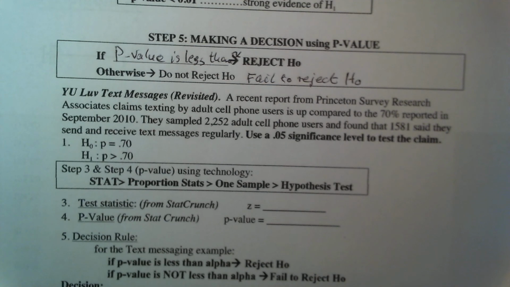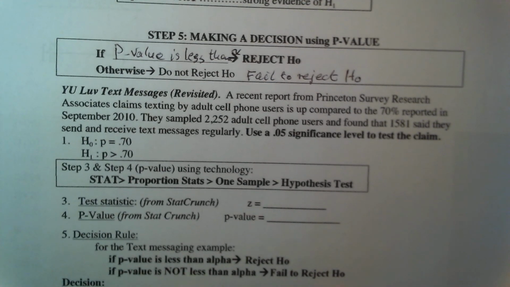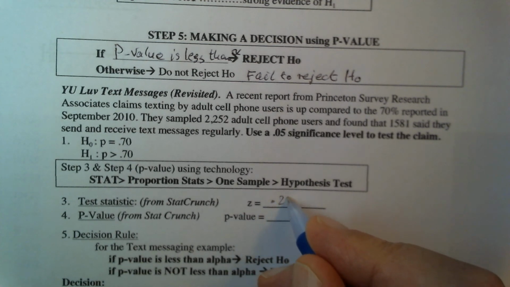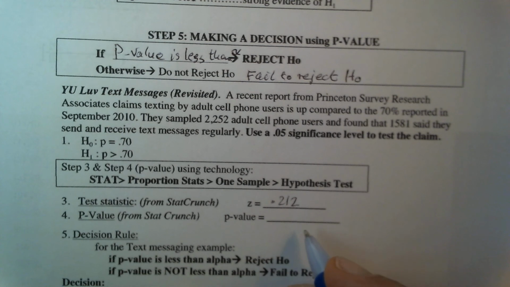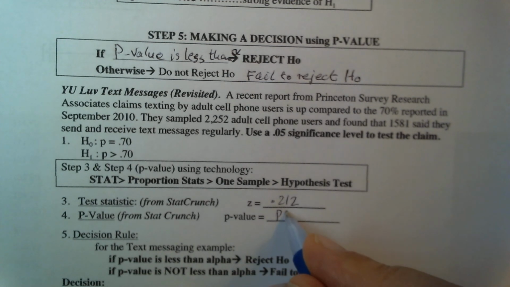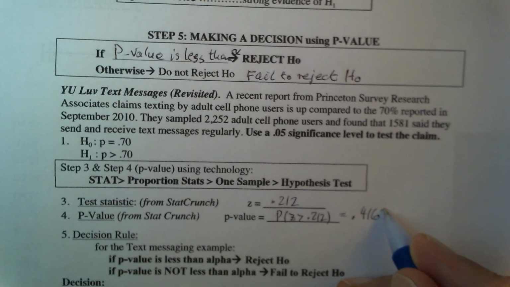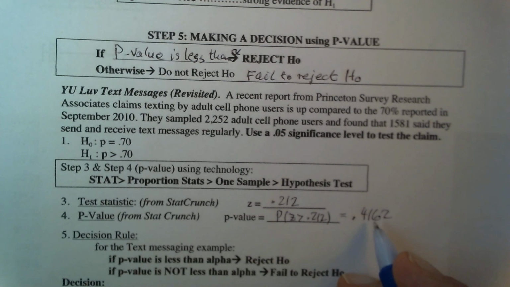So when we look at the previous example, our test statistic z was 0.212, and our p-value, p, is the probability that z is greater than 0.212, and that's equal to 0.4162, whether you use technology or use the tables.